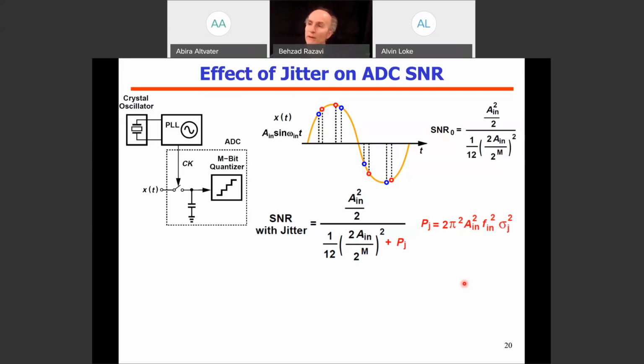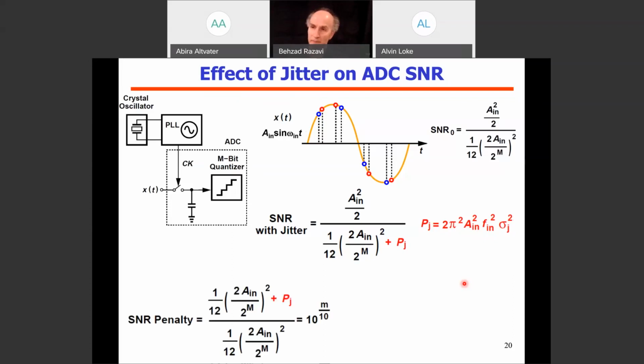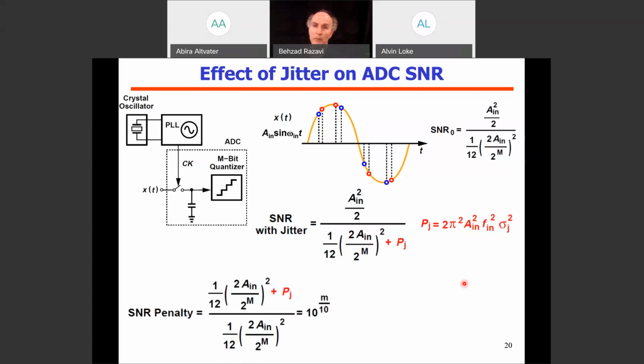So let's quantify that. The SNR penalty will be defined as the ideal SNR divided by this real SNR. And we want that to be some amount. So we want to have lowercase m dB of SNR penalty.